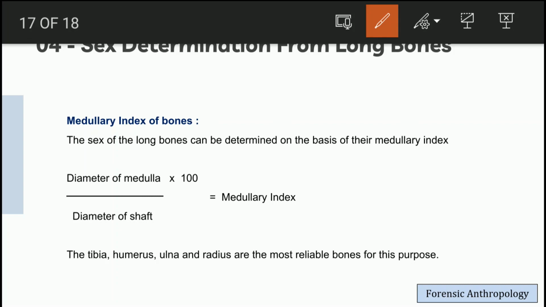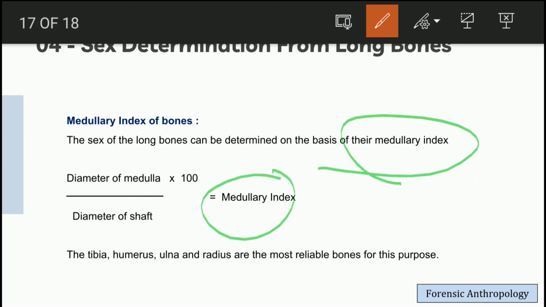And the other is the medullary index of the bones. The sex of long bones can be determined on the basis of their medullary index. Now what is the medullary index? It is the diameter of the medulla upon the diameter of the shaft, times 100. The tibia, humerus, ulna and radius are the most reliable bones for this purpose.